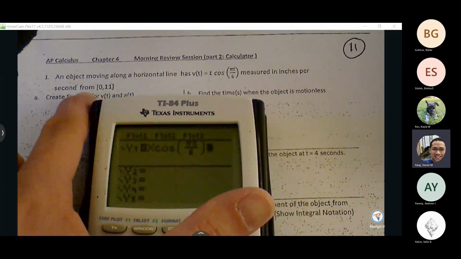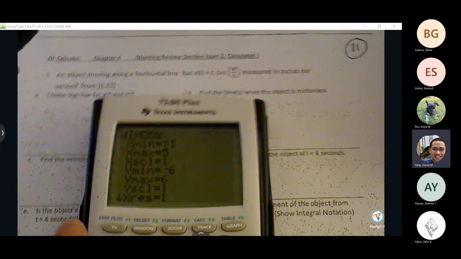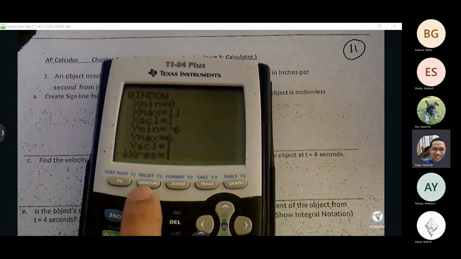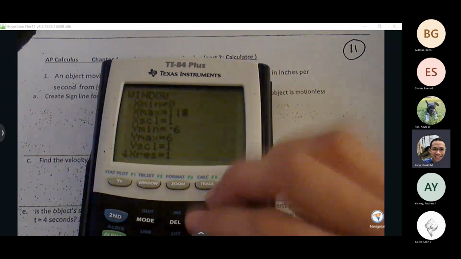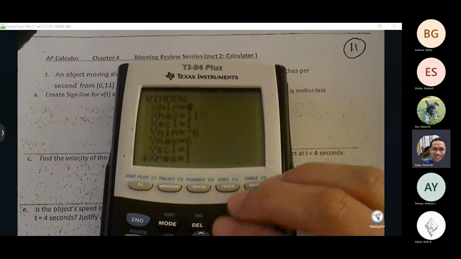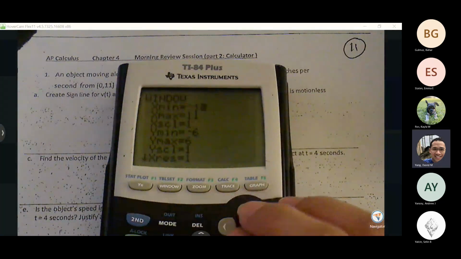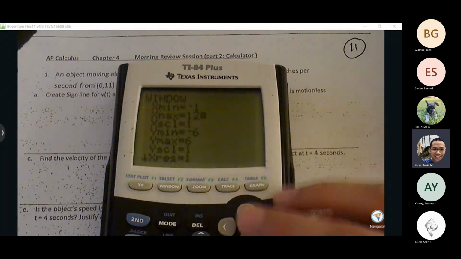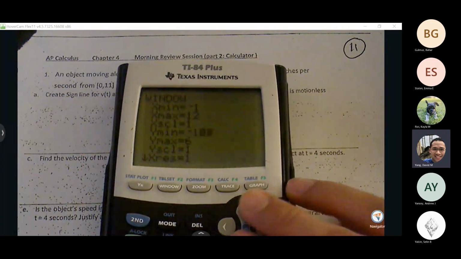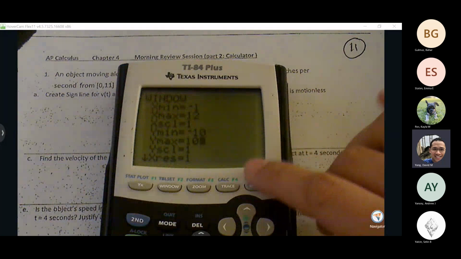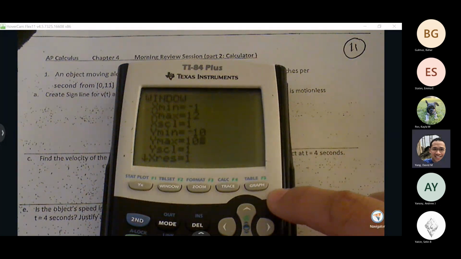The bounds go from 0 to 11. So you can go to window and go 0 to 11 on your x min, x max. For me, though, I like to see a little bit around my edges. That's what the bounds are, but I like to go a little further left and further right so that I know some of my ends are not right at the edge. But that's just my preference. You can start from negative 10 to 10 for your y min, y max. Those are usually standard values, but you can always go back and adjust if you feel like you need a little higher or a little lower, and then you hit graph.